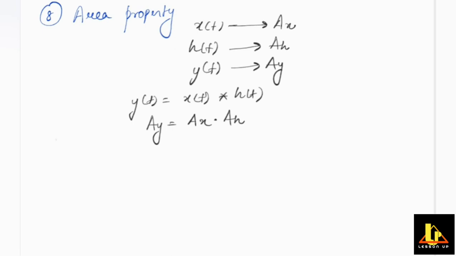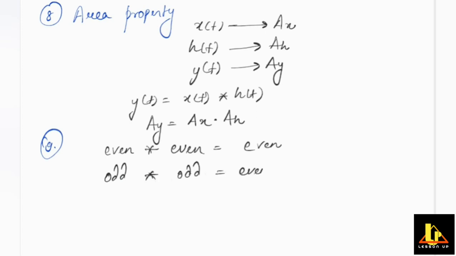Next, if you convolve two even signals, your output will be even. If you convolve odd with odd, you will get an even signal, and if you convolve even and odd, or odd and even, you will get an odd output.